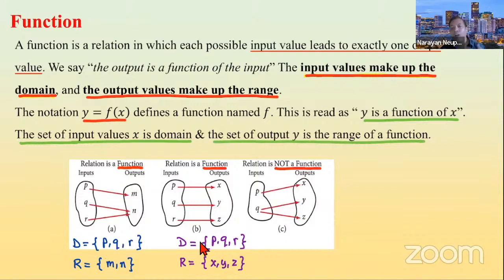So when we're talking about the function, we should know what the domain and range are, and also whether the given mapping or given relation is a function or not. For the given relation to be a function, look at this key sentence that we have seen up here: the input value leads to exactly one output value. For every input value, there should be only one output value, then only it's a function. Otherwise, it is not a function.